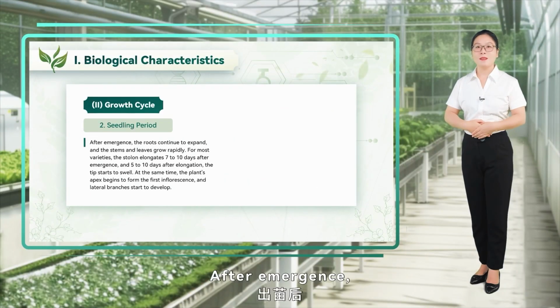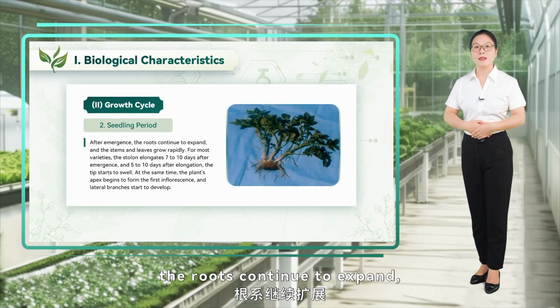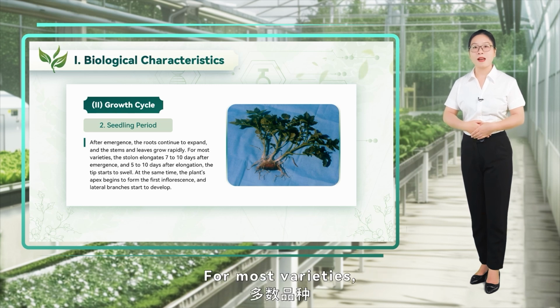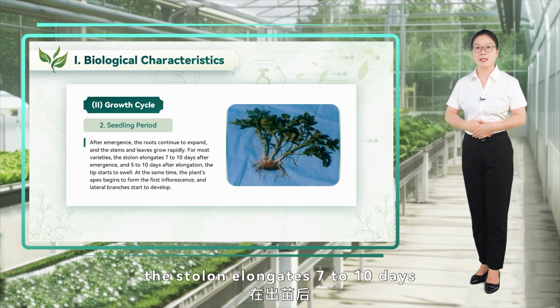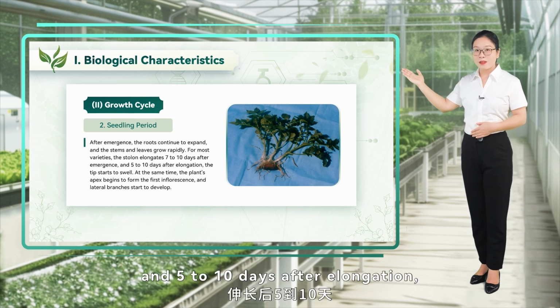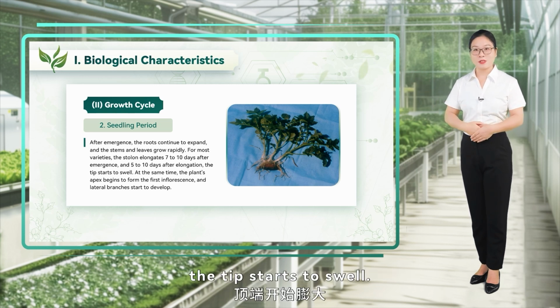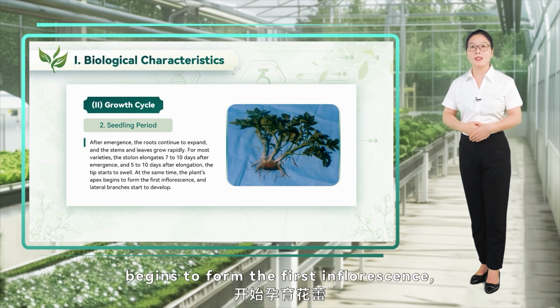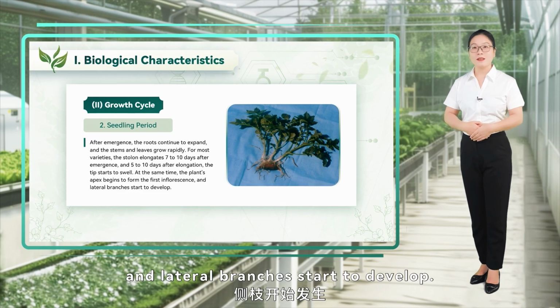After emergence, the roots continue to expand, and the stems and leaves grow rapidly. For most varieties, the stolon elongates 7 to 10 days after emergence, and 5 to 10 days after elongation, the tip starts to swell. At the same time, the plant's apex begins to form the first inflorescence, and lateral branches start to develop.